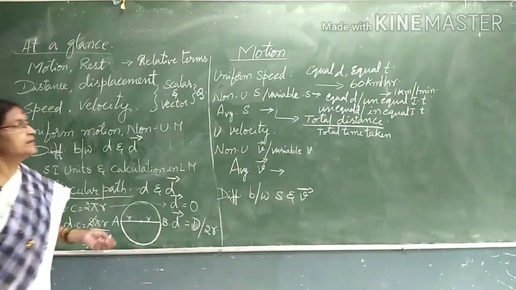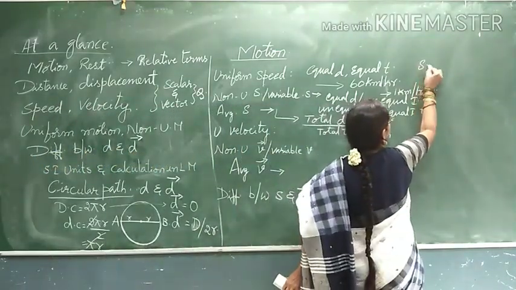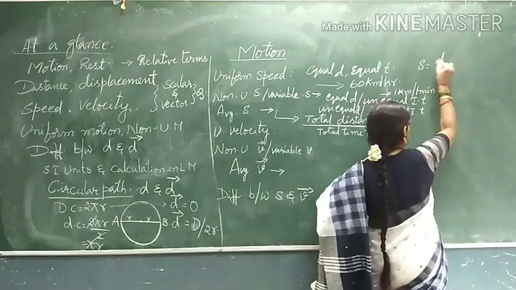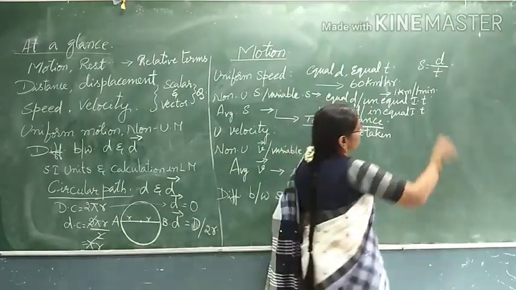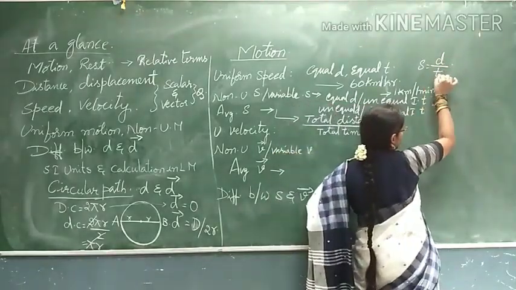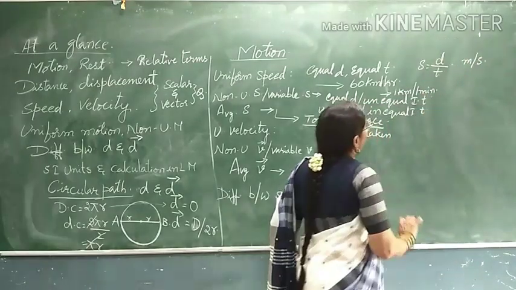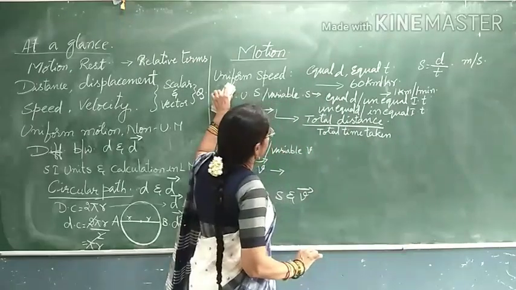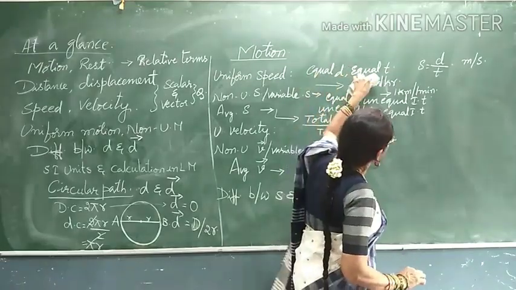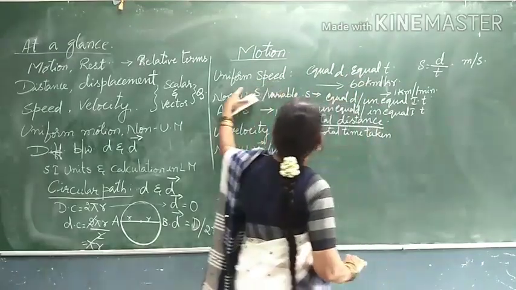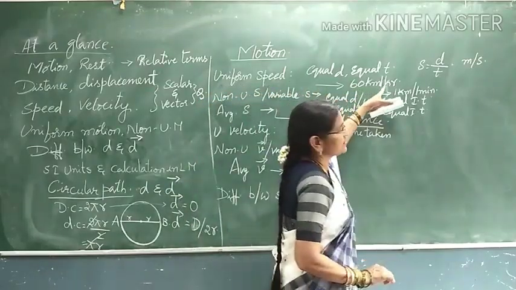So again I am repeating. Speed is nothing but the distance covered by a body in unit time. So mathematically, speed is equal to distance by time. Its SI unit is meter per second. Now when a body is covering equal distances in equal intervals of time, it is said to be moving in uniform speed. For example, 60 kilometers per hour.